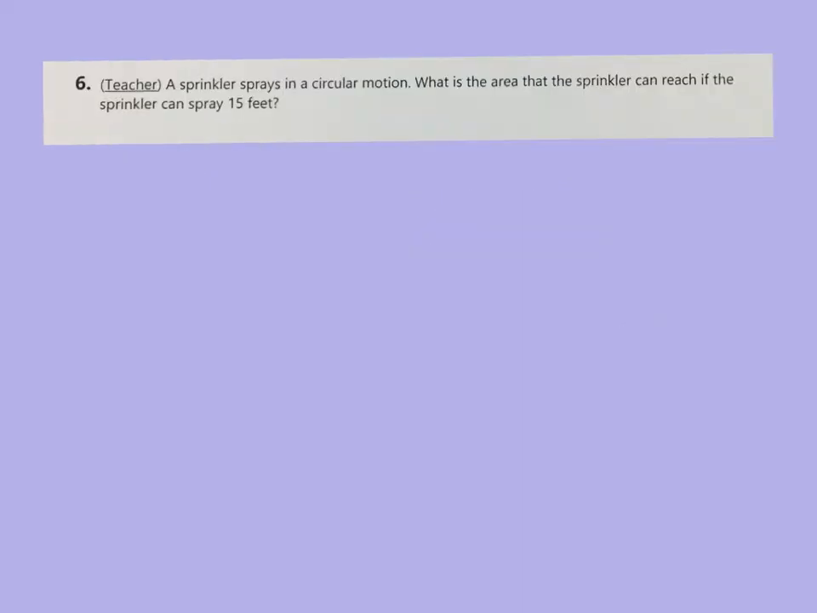All right, next question. 6. A sprinkler sprays in a circular motion. What is the area that the sprinkler can reach if the sprinkler can spray 15 feet? All right, I'm going to draw my model. And let's see, a sprinkler. Well, a sprinkler would be in the middle if it's going to do a circular motion. And if it's spraying 15 feet, so it's going to spray out, I guess, 15 feet and then go around the circle. So it would get all this area wet.